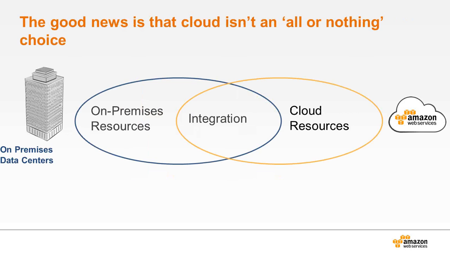The good news here is that the cloud isn't an all or nothing choice. We know that hybrid environments will continue to exist for a long time. And we know that a lot of our public sector customers will have on-premise data centers as well as cloud resources in AWS. And there is significant integration between both. We've spent the last couple of years making this integration simpler and easier. And this is an area where we will continue to spend significant resources moving forward.